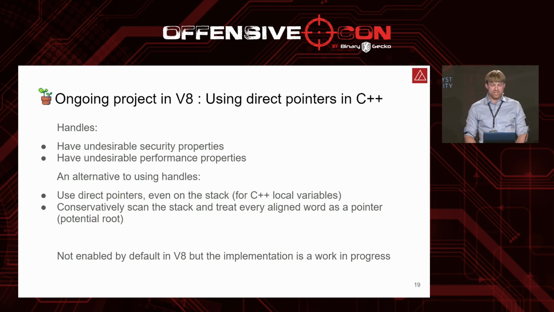So we've seen how the use of handles to track garbage collection roots has these undesirable security properties. And additionally, using handles to track roots can cause a performance cost that's associated with allocating an object for every such reference. So in order to address this, there is ongoing work in V8 to move away from handles and to use direct pointers in C++ stack frames instead.